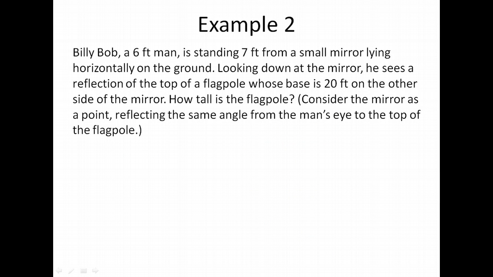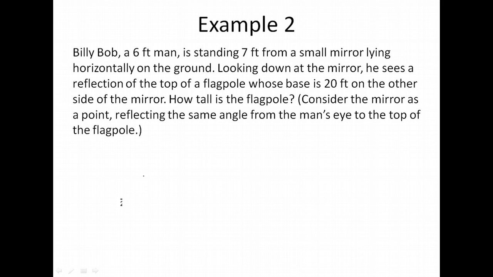Okay, example 2. We have Billy Bob. He's a 6-foot man and he's standing 7 feet away from a small mirror lying horizontally on the ground. Looking down at the mirror, he sees a reflection of the top of a flagpole whose base is 20 feet on the other side of the mirror. How tall is the flagpole? Consider the mirror as a point reflecting the same angle from the man's eye to the top of the flagpole.